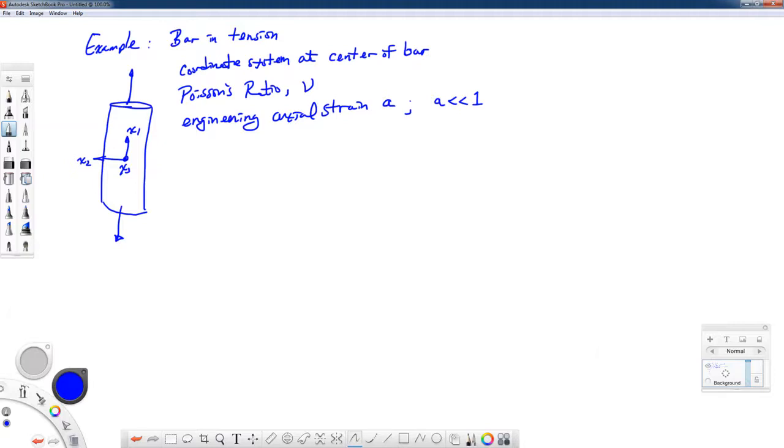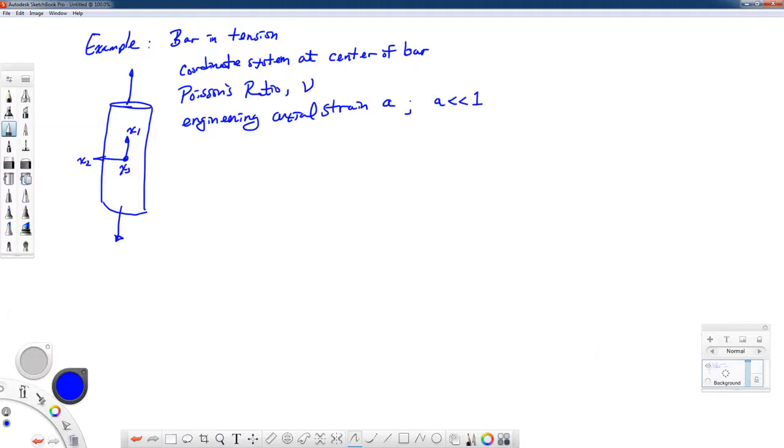The material is going to have a Poisson's ratio of nu and an engineering axial strain in the bar of A, and we're going to make sure that A is much less than 1. So this will be typical of elastic engineering strains, maybe 1 or 2,000 microstrain for a piece of steel or something like that. First of all, we want to figure out what the displacement fields are.